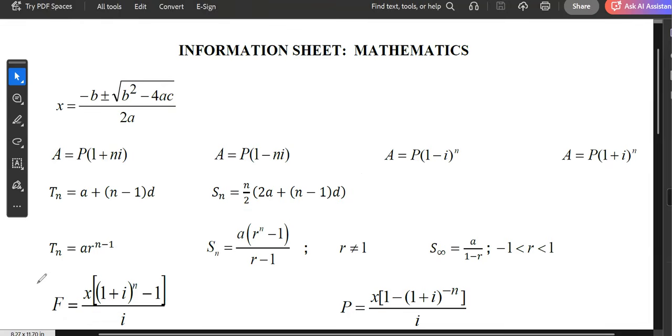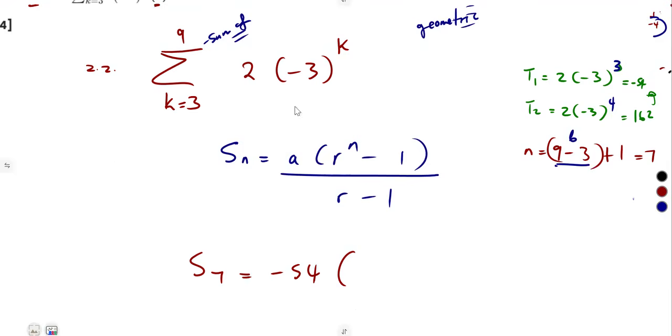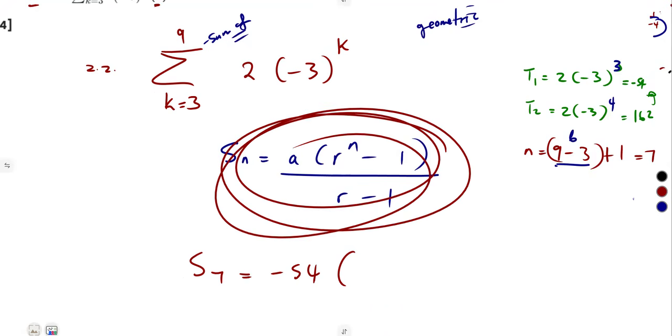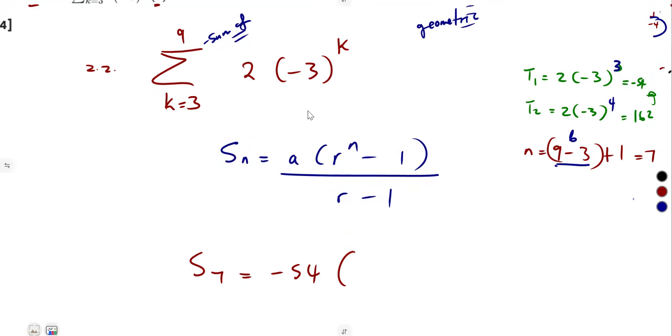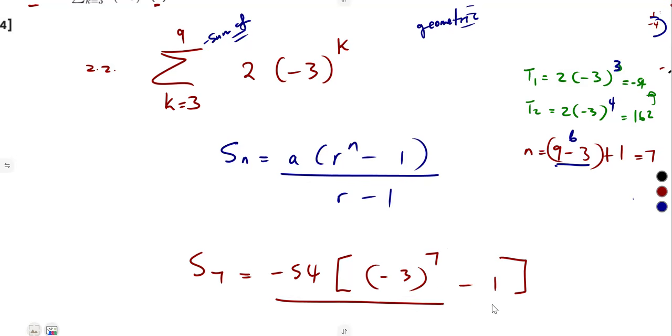For geometric, just like that. The summation does not answer the question. It is the formula corresponding to that series formed. All right? So with this information, we're going to substitute our r. Remember, that is -3. So you're going to have -3 to the exponent of n, which is 7, minus 1, everything over r minus 1.